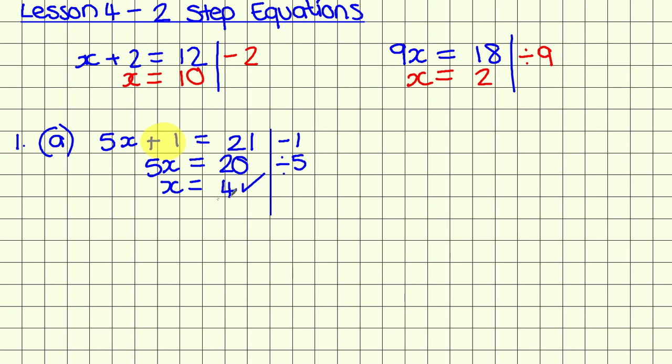Okay, so you might have known that from the first line, 5 times 4 is 20 plus 1, and you get what you've got on this side, 21. Okay, but I do want to see the method line, and I do want to see each line of work for this.